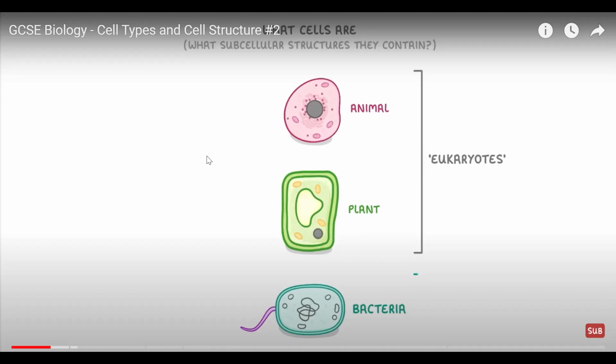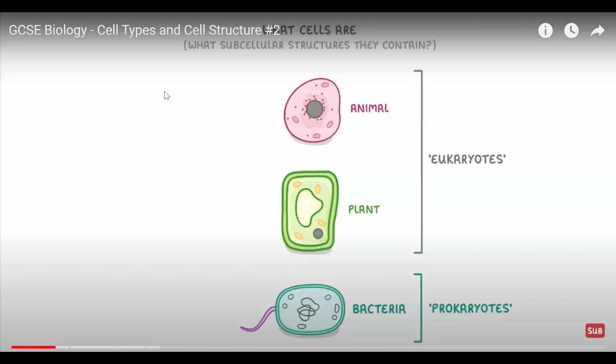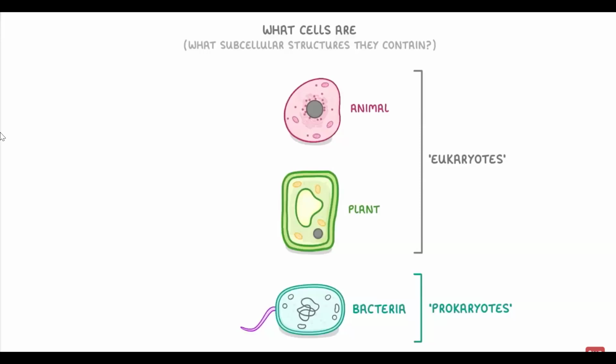Which are prokaryotic cells. When we talk about eukaryotes and prokaryotes, eukaryotes के अंदर plants भी आते हैं और animals भी आते हैं, और prokaryotes के अंदर you have bacteria as well. So hopefully by the end of the video, you'll be able to label all the different parts of a cell and describe what each of them do.